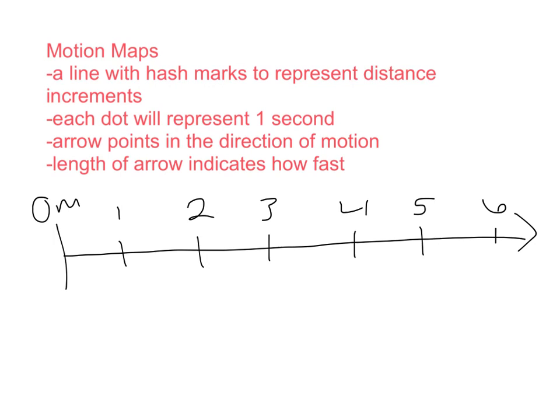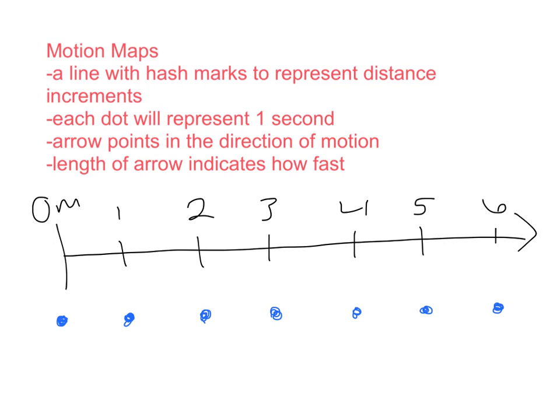Next, you're going to use a dot to represent 1 second. The main thing to remember here is that your very first dot will be 0 seconds. So let's say at 0 seconds I'm at 0 meters. I'm going to use a dot. Let's say in 1 second I travel 1 meter. So at 1 second I'm at 1 meter. 2 seconds, 2 meters. 3, 3, 4, 4, 5, 5, 6, 6.